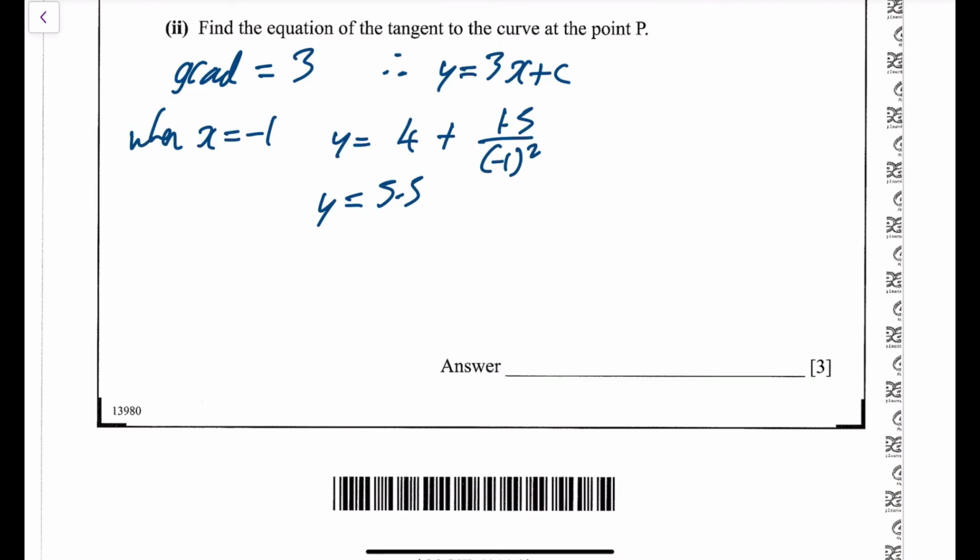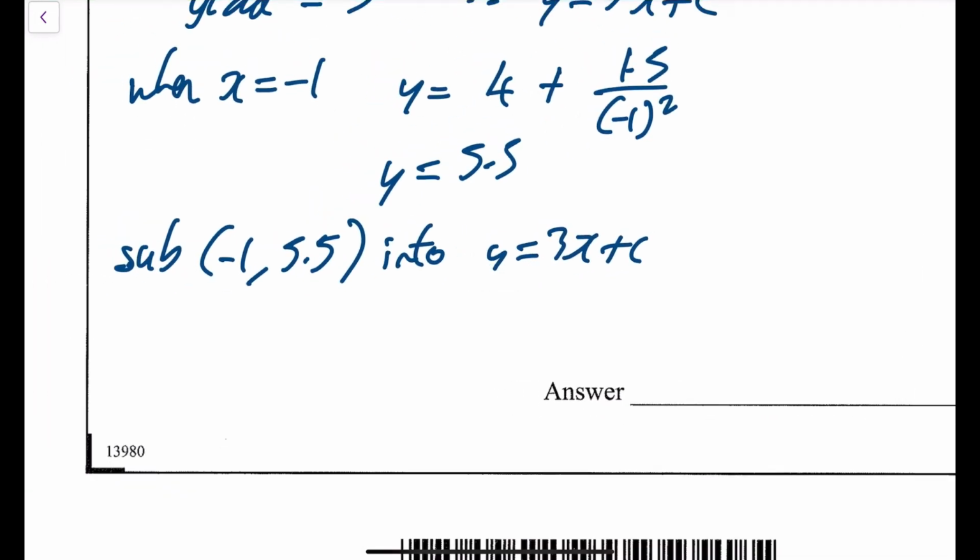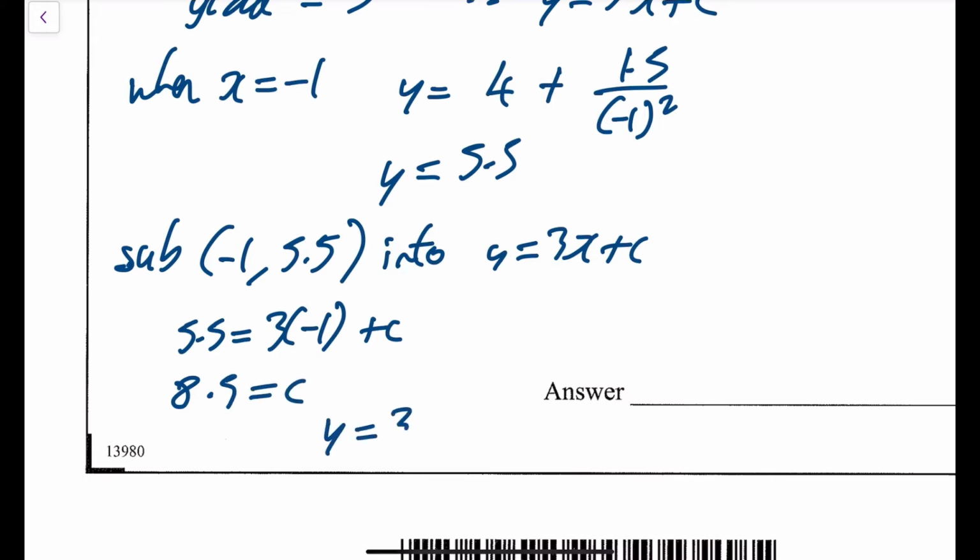Okay, and then you're going to sub the point minus 1, 5.5 into y equals 3x plus c. So that just becomes 5.5 is equal to 3 times minus 1 plus c, which means, working it out, 8.5 is equal to your c. So your equation is y equals 3x plus 8.5. And I think I would leave it like that. You could multiply through everything by 2 to give you 2y equals 6x plus 17. But I think that's fine.